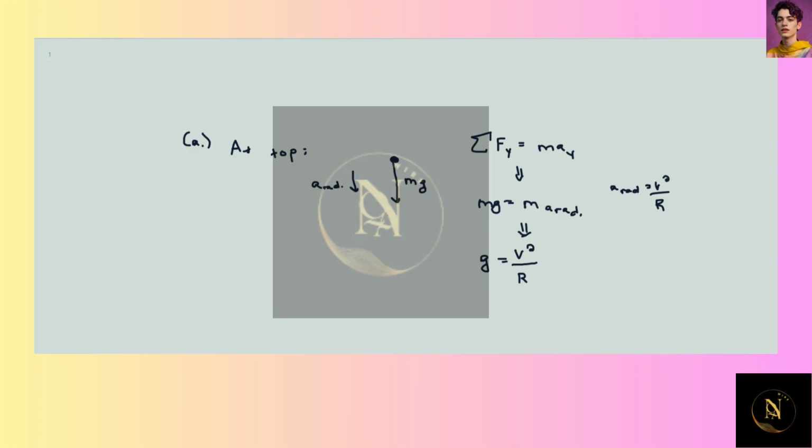And then now I can solve this for v at the top of the loop. This gives v is equal to the square root of g times r. And then plugging in values for g and r, which are given in the problem, I get 38.34 meters per second.